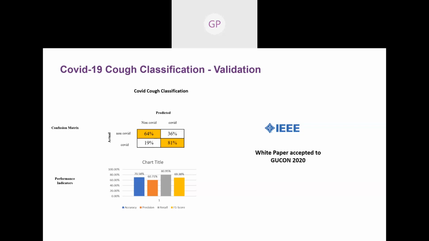And there's also a white paper which we wrote, and it has been accepted to IEEE for GUCON 2020, which is a conference coming up in October.